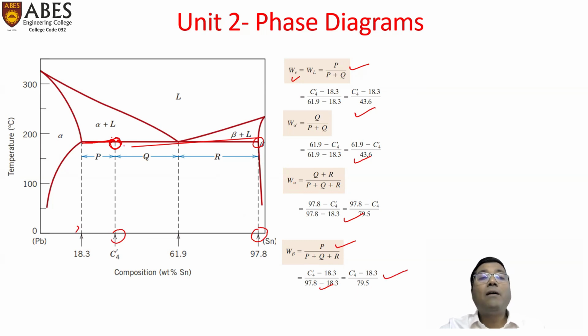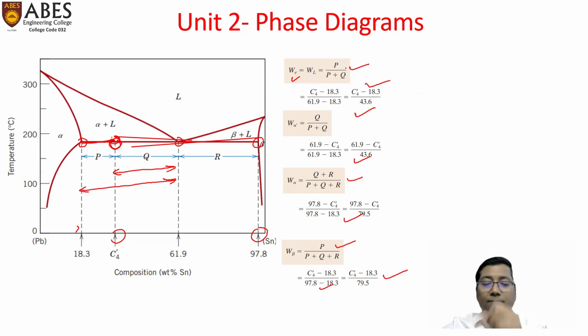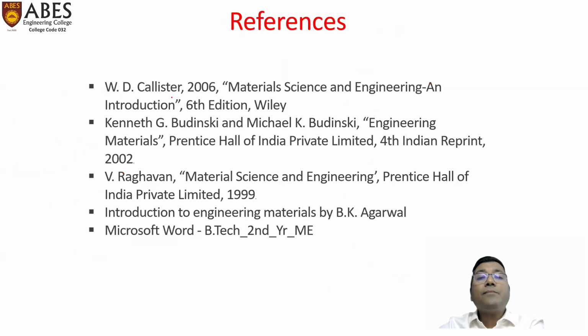And W alpha would be the opposite arm, that is Q plus R upon P plus Q plus R. Similarly for alpha dash, the eutectic alpha, it is the opposite arm Q divided by P plus Q. And for the eutectic, WL equals P upon P plus Q. Similarly, we can calculate these values. So this is all for now. In this video, we discussed this, and we'll discuss the next topics in subsequent videos. Thank you.